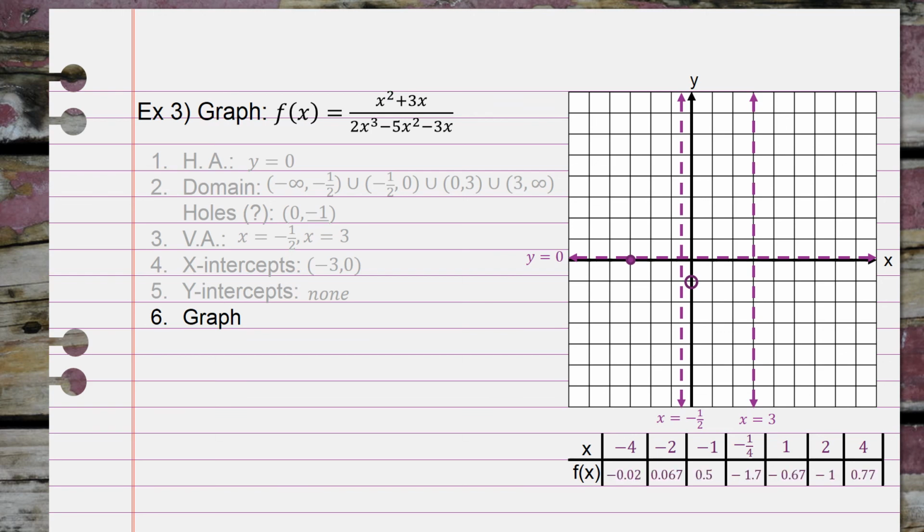Hopefully you found the same values as me, or they're pretty close. Of -4, -0.02; -2, 0.067; -1, 0.5; -1/4, -1.7; 1, -0.67; 2, -1; 4, 0.77. Now that your t-chart is complete, take a moment now to plot these points on the graph.